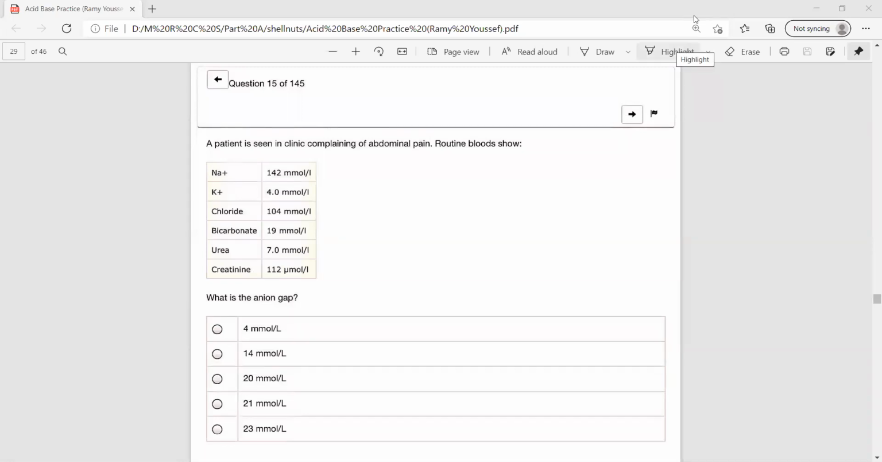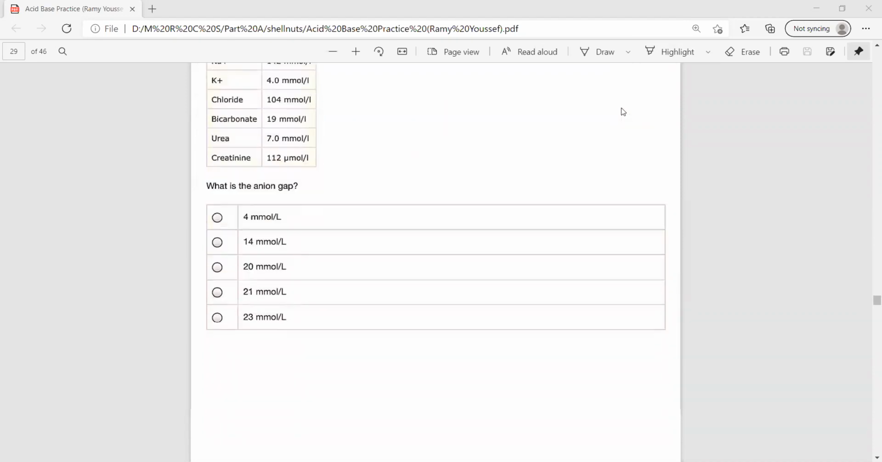A patient is seen in clinic complaining of abdominal pain. Wait, let's make our table. Okay, this is not asking about the table. Forget about this question now. This question is asking about the anion gap, and we didn't talk about it today.